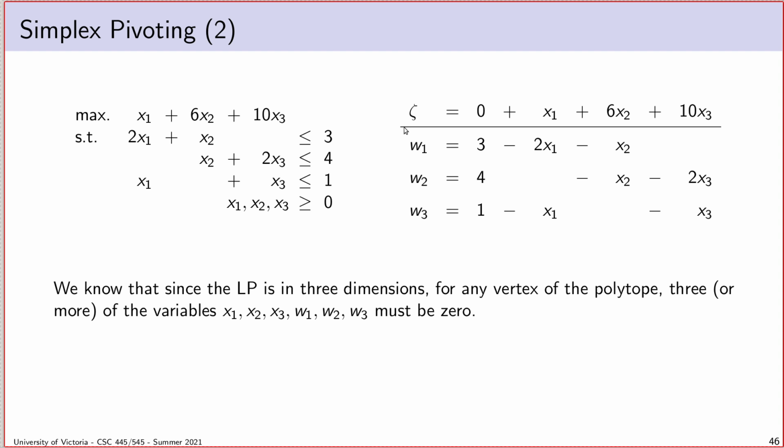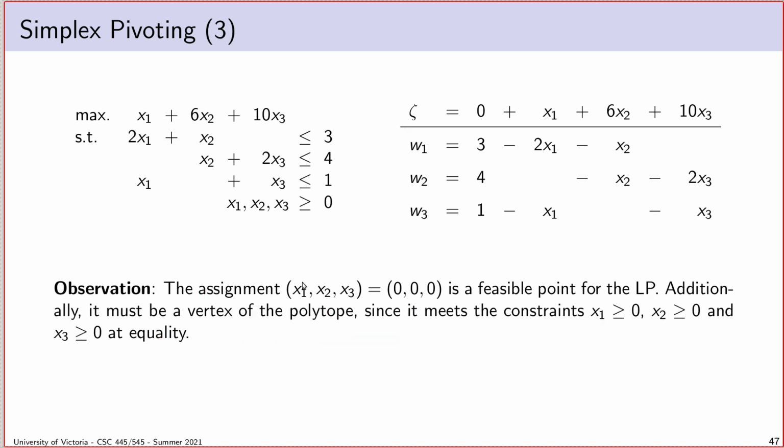Sorry, I didn't mean to skip to this slide. Because the LP is in 3 dimensions, it has 3 optimization variables. Any vertex of the polytope will correspond to a case where 3 variables from among all of the variables must equal 0. Now, consider also that the assignment x1, x2, x3 equal to all zeros is feasible. The way you can verify that is, if I set x1 to 0, x2 to 0 and x3 to 0, then the left-hand side of every constraint comes out to equal 0, which is less than these numbers. So that means the point 0, 0, 0 does meet all of the constraints. It is a feasible point. Okay, so that's one observation: every constraint is being met.